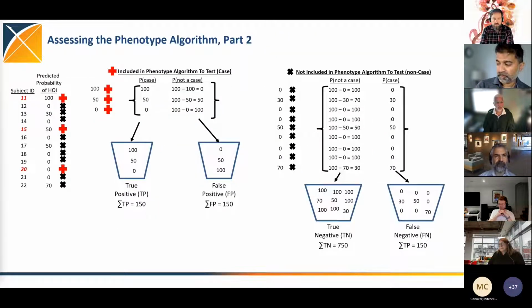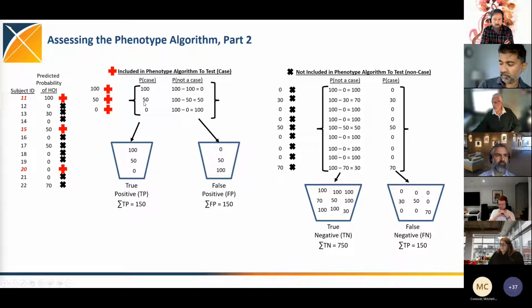We can then use that data to start figuring out the true positives, the false positives, the true negatives, and false negatives. We start off with the people that the phenotype algorithm selected, these three people. Take the first person. The first person had a predicted probability of having the health outcome of 100%, or 1, essentially. Perfect. So the probability of that person being a case is basically 100%, and the probability of that person not being a case is 100 minus 100, which is 0%. And we do that for each of the other subjects that the algorithm selected.